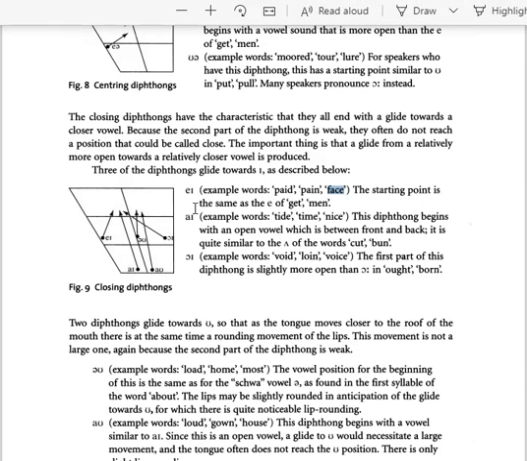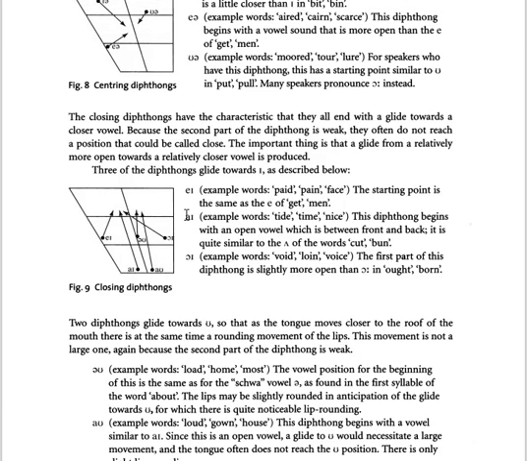And the long vowel diphthong I, this sound I. Example words: tide, time, nice. There is the sound I in the middle of each word. This diphthong begins with an open vowel which is between front and back. It is quite similar to the a of the words cut, pun. As you see in this figure, how to divide this sound.